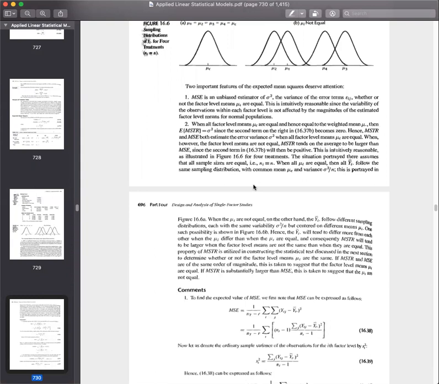Secondly, when all factor level means mu i are equal, and hence equal to the weighted mean mu dot, then the expected value of MSTR is equal to sigma squared, since the second term on the right becomes 0. Hence, MSTR and MSE both estimate the error variance sigma squared when all factor level means mu i are equal. When, however, the factor level means are not equal, MSTR tends on the average to be larger than MSE, since the second term will then be positive.